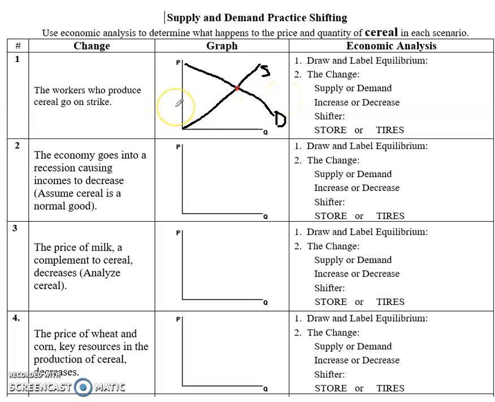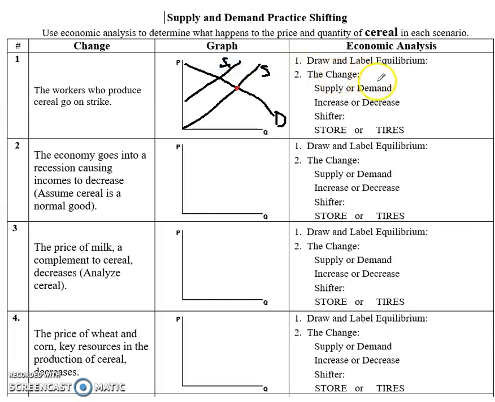So we are graphing cereal for each graph. Okay? The workers who produce cereal go on strike. Is that going to shift supply or demand? All of a sudden there's no one to make the cereal. That's going to affect supply. Supply is going to decrease. So is supply going to shift to the right or to the left? Left. Left is showing a decrease. So we're going to label that S1.